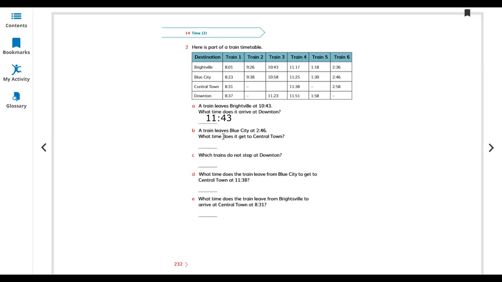A train leaves Blue City at 2:46. Blue City at 2:46, in train 6. What time does it get to Central Town? 2:46 and then 2:58.